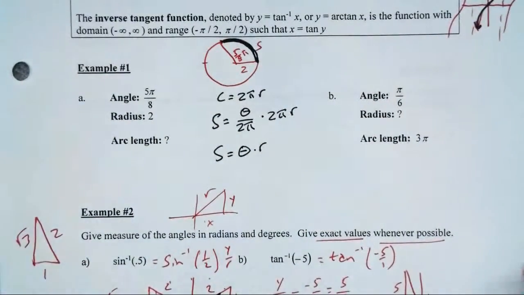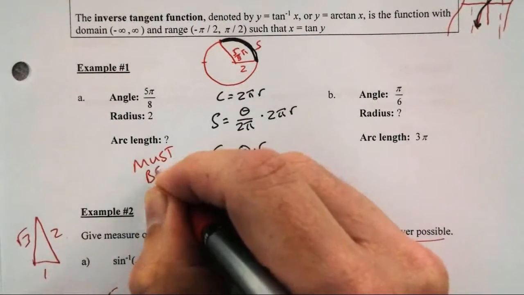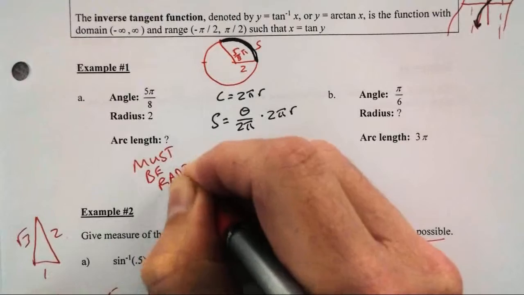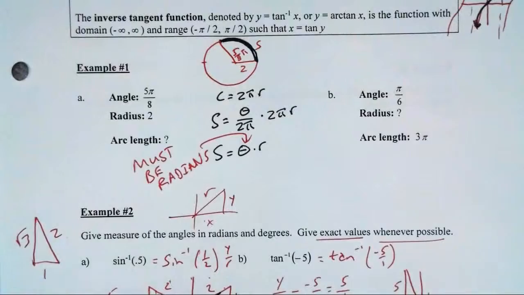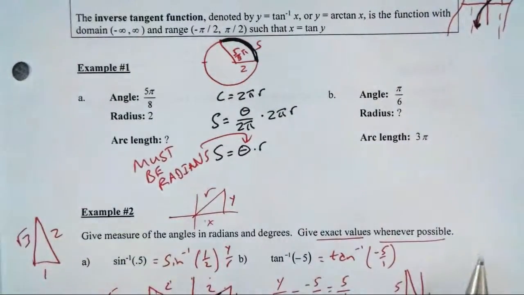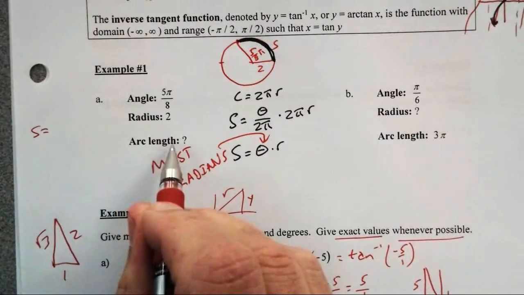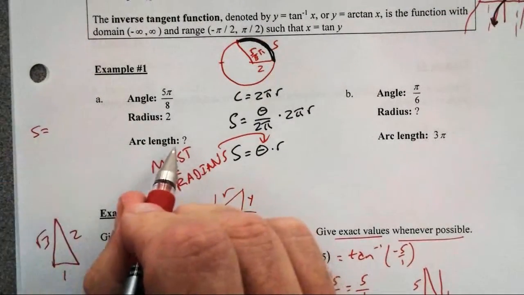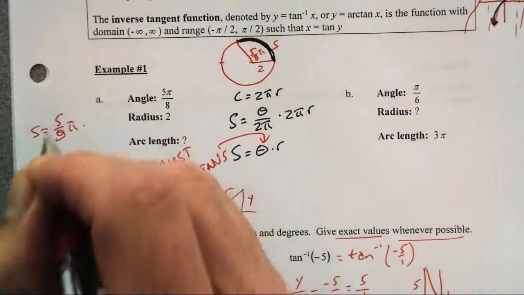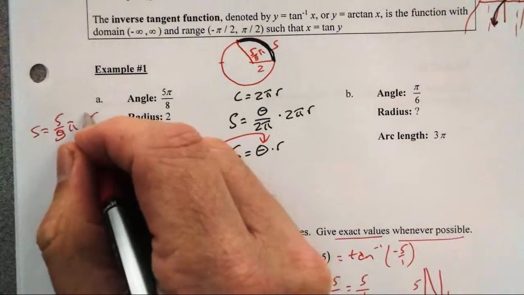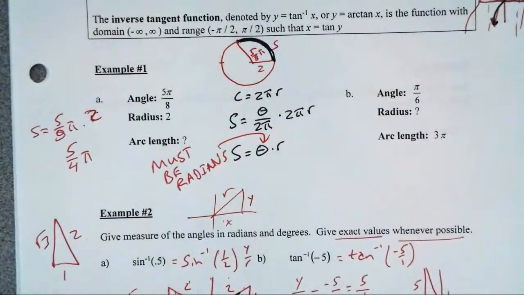All right, this is the biggie. Theta must be radians. Does not work if theta is not radians, but that's our formula. So our arc length here on example 1, S is our arc length, so it equals our angle measure, 5/8 pi times our radius, 2. So that is 5/4 pi. Is that okay?